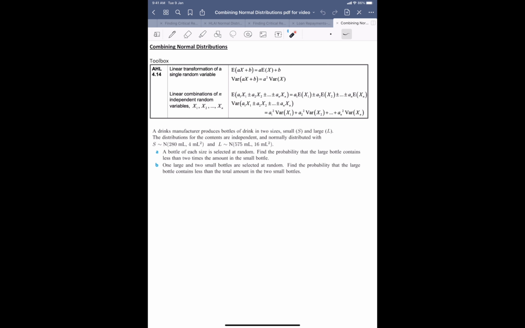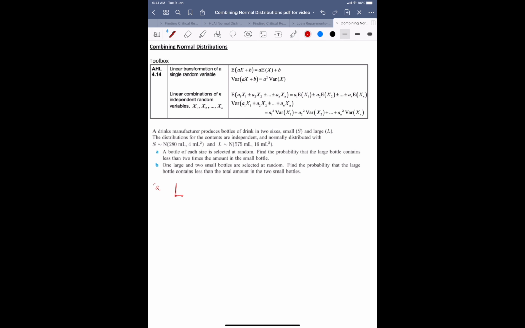Okay, so let's have a little look at what the question actually asks us. So for part A, a bottle of each size is selected at random. Okay, so we're going to choose one S and one L. Find the probability that a large bottle contains less than 2 times the amount in the smaller bottle. So again, there's a lot of information there, but we're going to just try and write it down as an inequality. So we've got a large bottle.